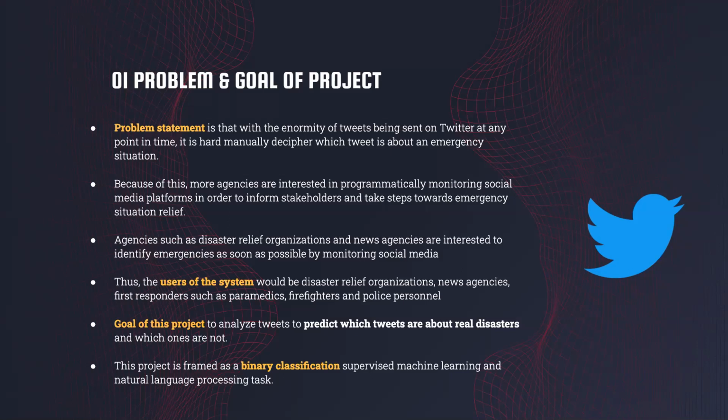Thus, the users of our system would be disaster relief organizations, news agencies, and first responders such as paramedics, firefighters, and police personnel. The goal of this project is to analyze tweets. The data set that we're using is from a Kaggle competition that offers a curated data set of Twitter tweets. The goal is to predict which tweets are about real disasters and which ones are not. As a machine learning approach, we've framed it as a binary classification.